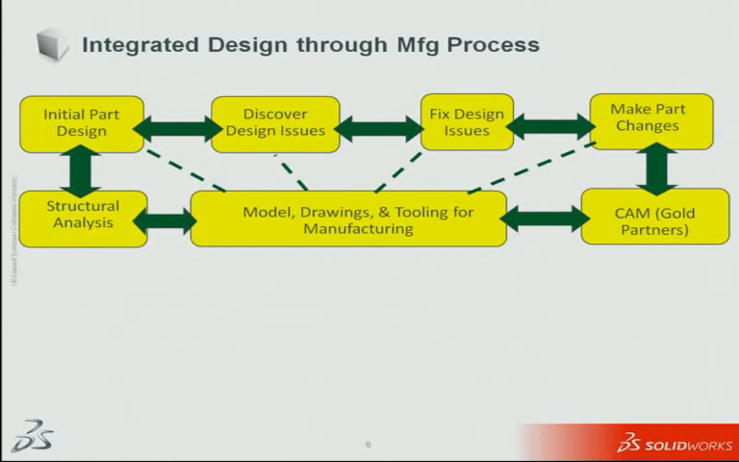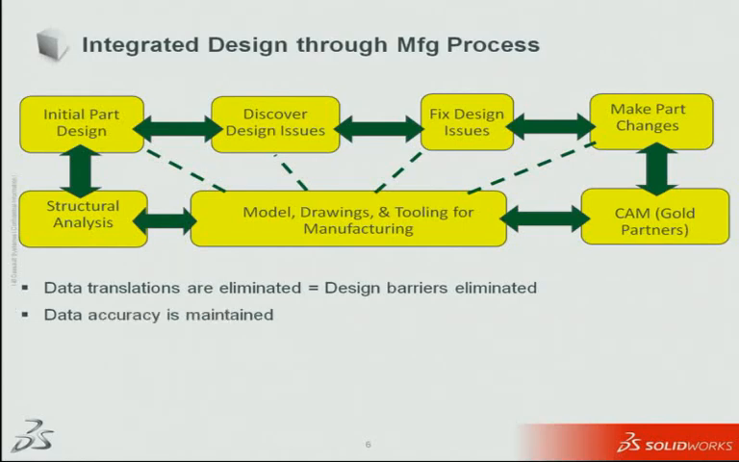So what that means is I can make a change to my part design, and all those changes will reflect through my molds, my electrodes, my drawings, right down to my CAM information. So I don't have to worry about waiting for somebody to get done with their job so I can re-import the model, and fix the model, and then start doing my job. So what this does for you, an integrated design through manufacturing process, like we're going to see today with SolidWorks and CAMWorks, is that data translations are eliminated. Design barriers are eliminated. Data accuracy is maintained.